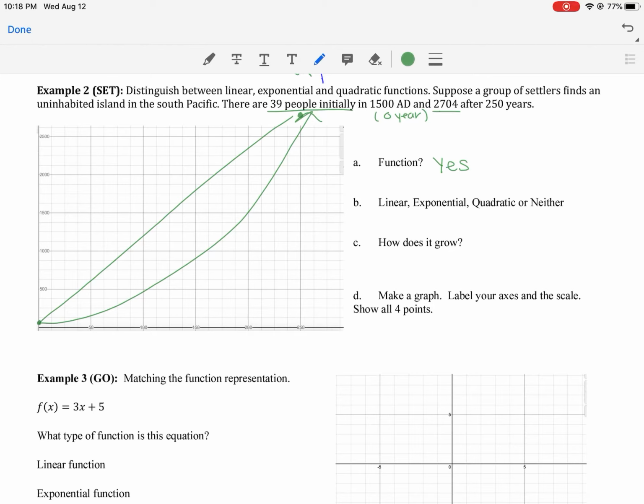And then for these, we do have years after 1500 AD, and then this is people. And then I'm going to say for this, you need another point, right? You need to have at least 3 points to establish which of these it is.